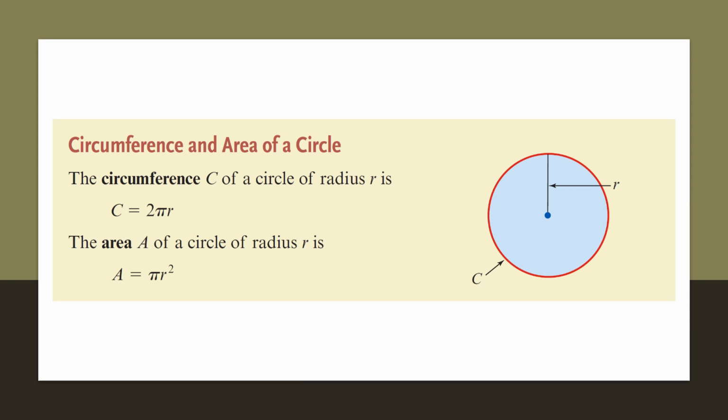Here are the formulas for the circumference and the area of a circle. The circumference C of a circle of radius r is C equals 2 times pi times r. So notice that in order for us to find the circumference, we need to know the radius. The area of a circle of radius r is area equals pi times r squared. All right, so once again, we must know the radius in order for us to find the area of a circle.